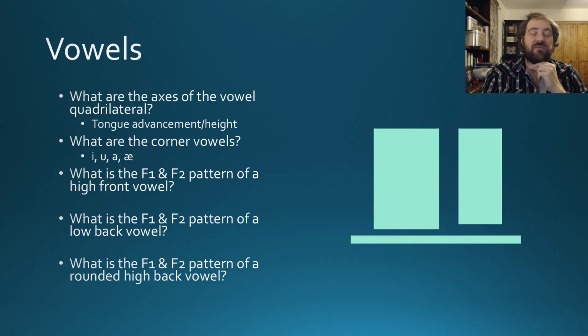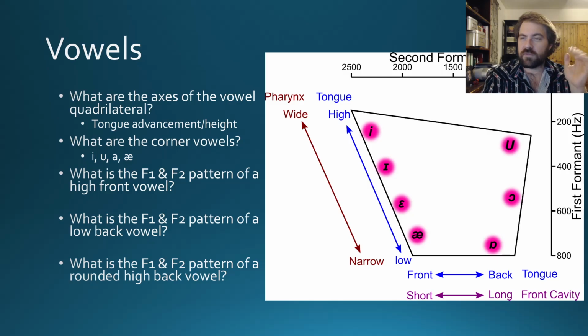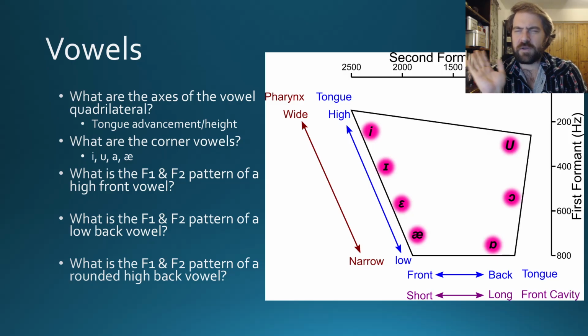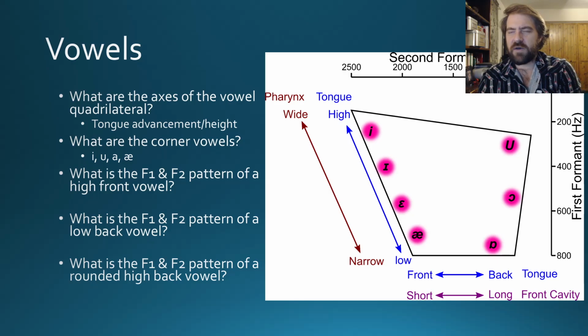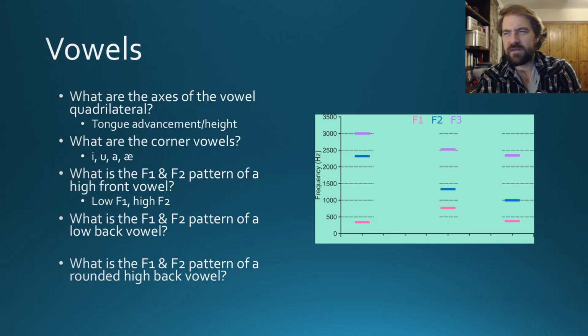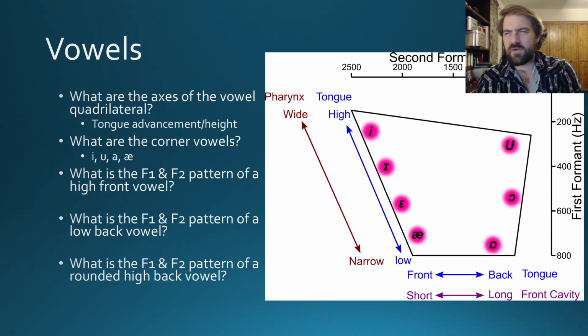What is the F1 and F2 pattern of a high front vowel? First of all, what is one of our high front vowels? Well, E, of course. I feel like that wasn't supposed to show up yet. But that's okay, because we're not doing it in class where you can give me answers. So it's fine. It doesn't matter. Oh, that's just to show you the corner vowels. I see what I've done.